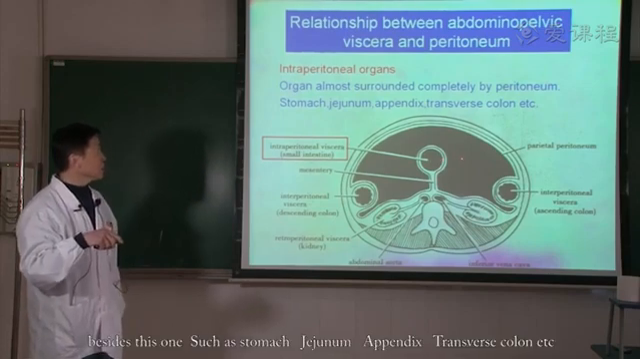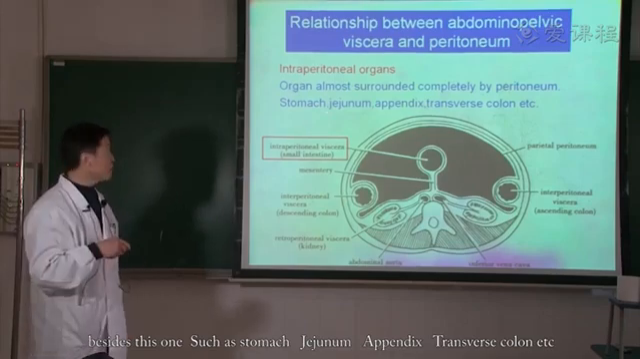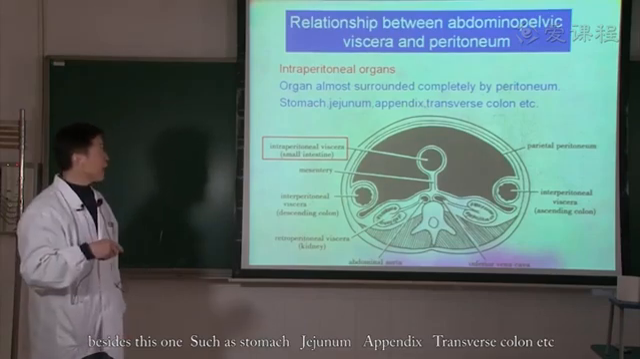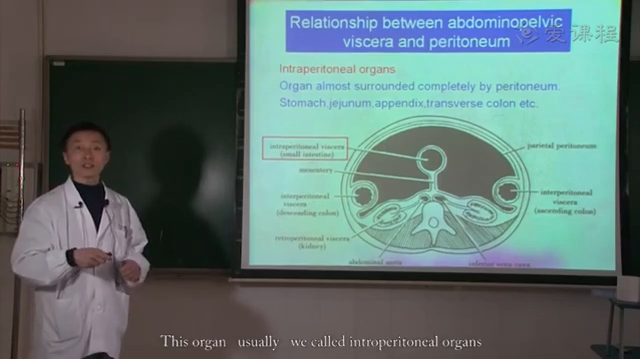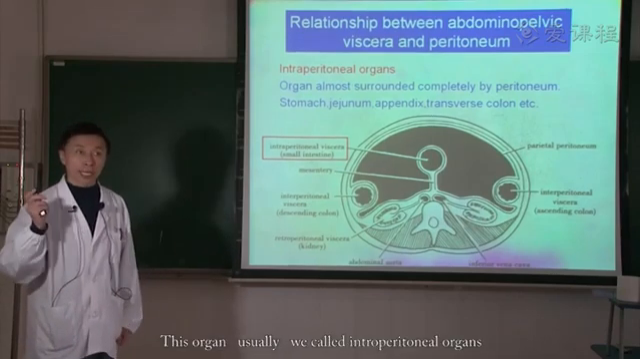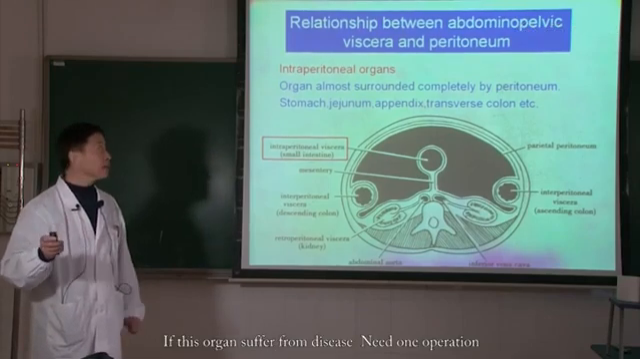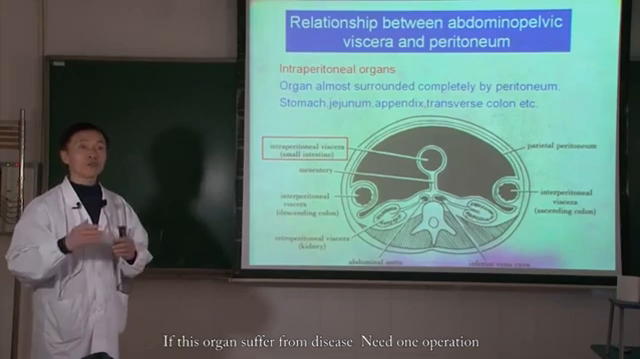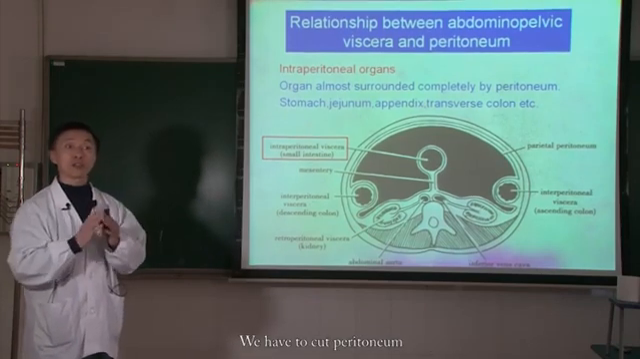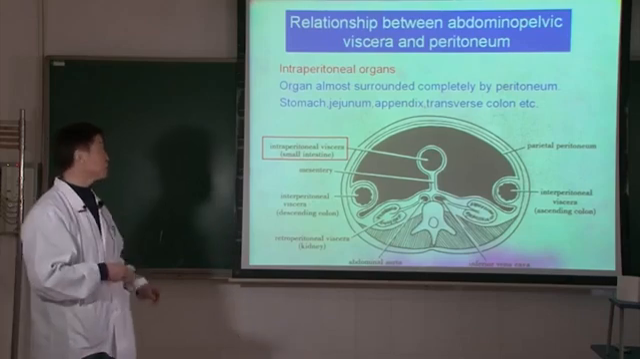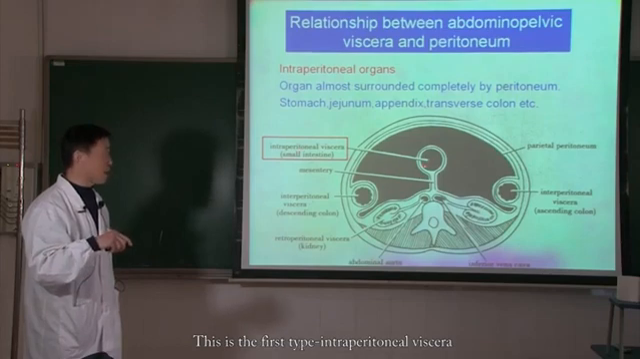Besides this one, such as stomach, jejunum, appendix, transverse colon, etc. These we usually call intraperitoneal. If these suffer from disease and need an operation, we have to cut the peritoneum. This is the first type, intraperitoneal viscera.